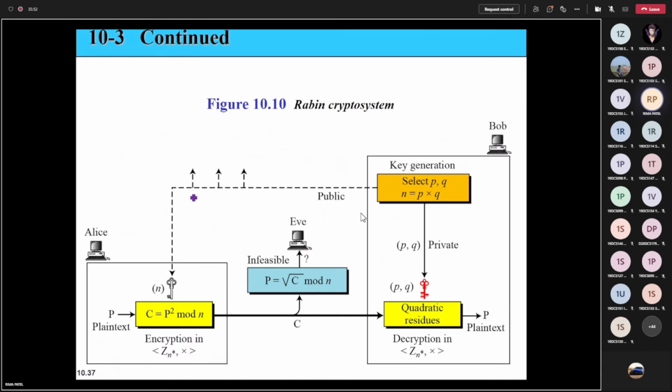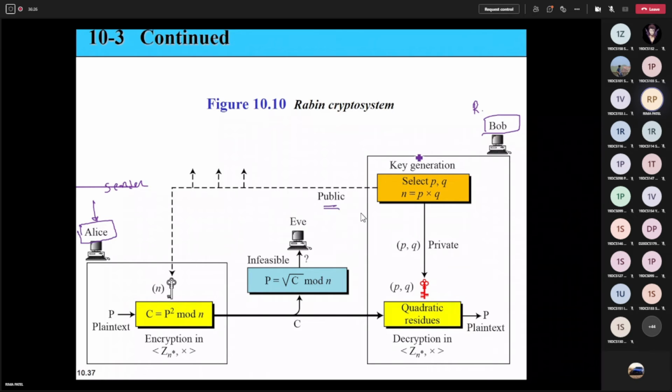Now here the whole scenario is given. Let us assume that Alice wants to send some message to Bob. In this case, Alice is the sender and Bob is the receiver. So how is Alice going to encrypt the plain text? Using the public key. Agree with this? Yes, ma'am.